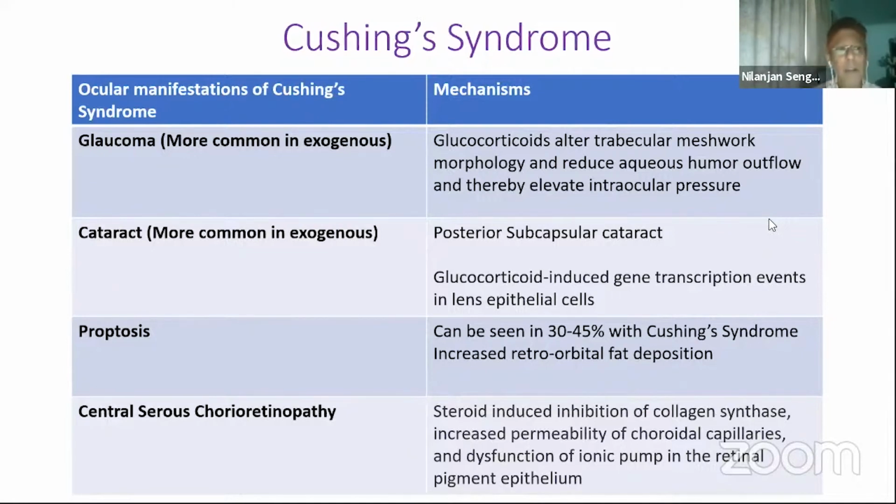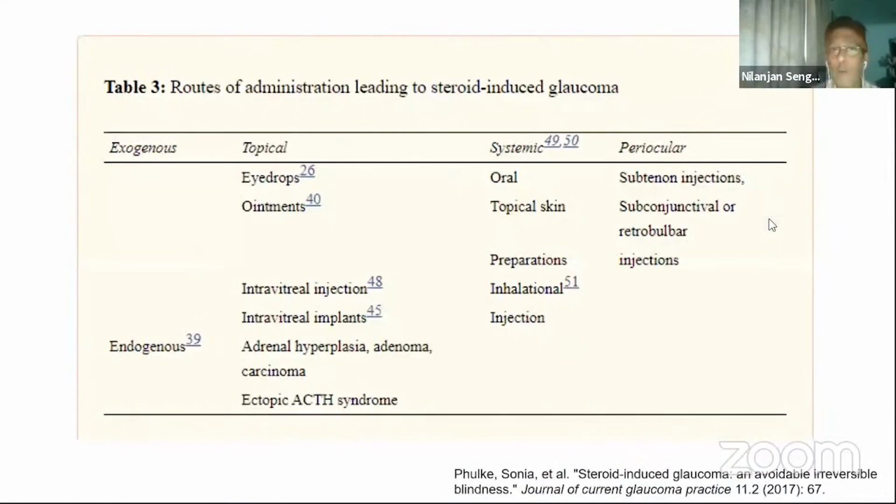Cataract is again more common in exogenous Cushing syndrome. Typically, this is a posterior subcapsular cataract, and this can again occur more with topical glucocorticoids being used for a long time, but can also occur, as I will show you, with systemic glucocorticoids too. Cushing syndrome is one of the causes of proptosis, probably because of retroorbital deposition of fat, and central serous chorioretinopathy can also be associated with increased glucocorticoids.